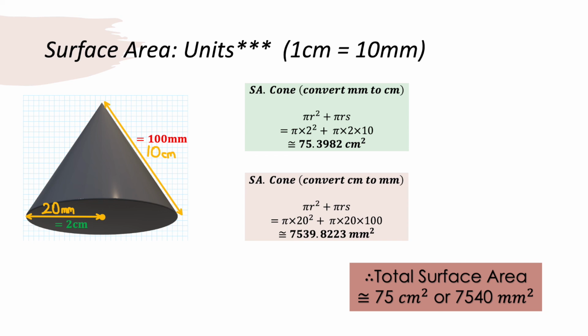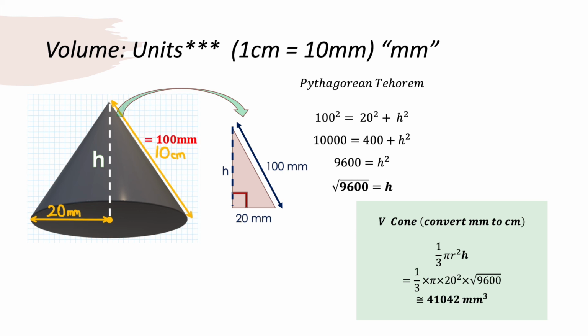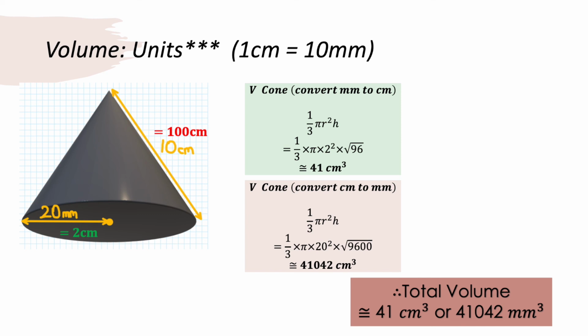For this question, I have converted millimeter to centimeter and solved in the green box. Also, I have converted centimeter to millimeter and solved in the rosy colored box. To figure out the volume, I converted millimeter to centimeter first and used the Pythagorean theorem to find the height of the cone. Once I got the height, square root of 96, I substituted it into the formula and found the cone's volume, approximately 41 centimeter cubed. This slide shows the exact same procedure, except in this case I converted centimeter to millimeter. Either answer will be correct since I did not specify what unit the final answer needs to be.